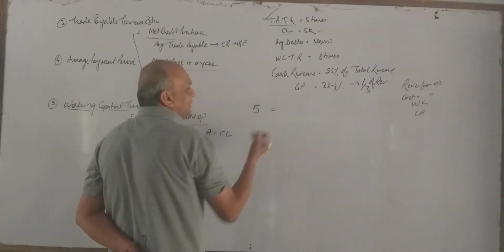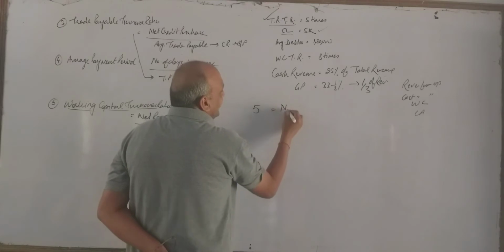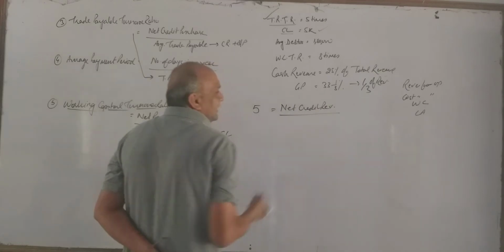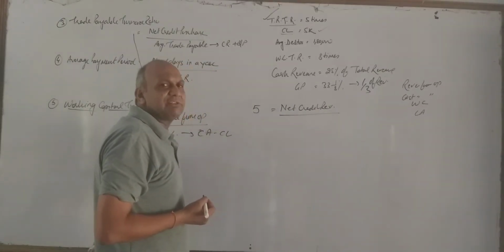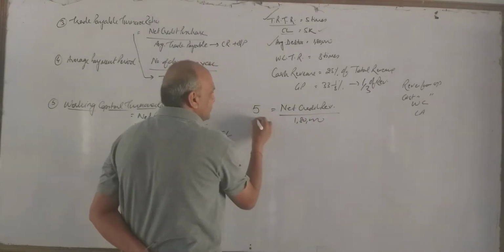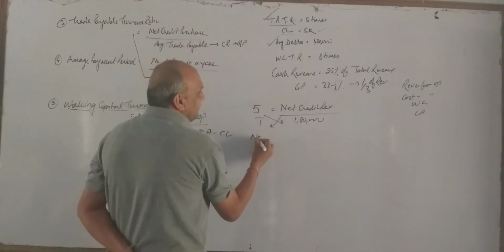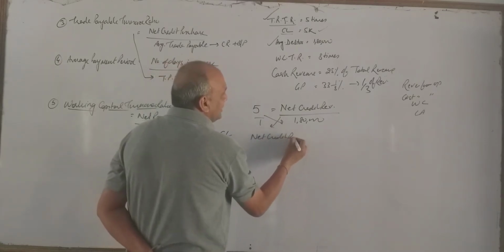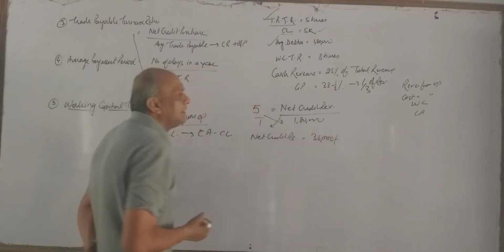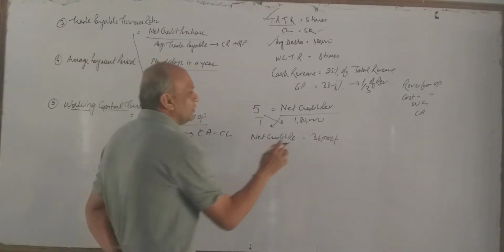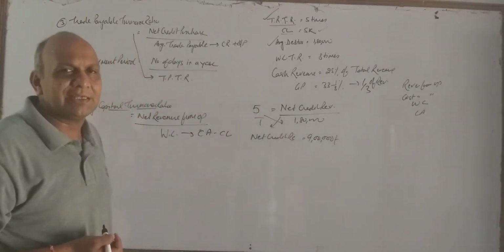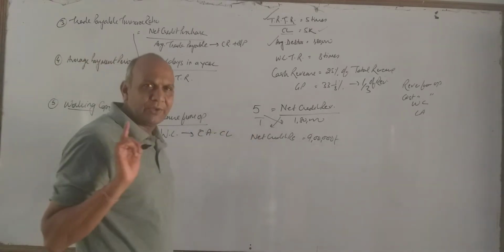Trade receivable turnover ratio is equal to net credit revenue, which is not given to us, divided by average trade receivable. Here we are given average debtors, so divide by 1,80,000. Cross multiply, my dear friends. So net credit revenue comes to, sorry, not 36,000, it is 9 lakh rupees. 18 fives are 90, so 9 lakh. Net credit revenue has come to us.